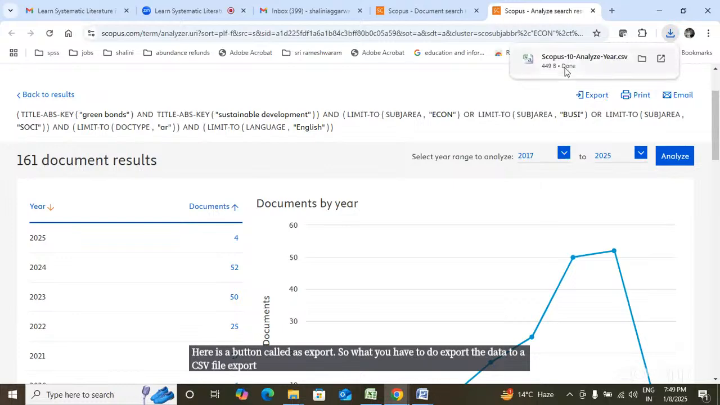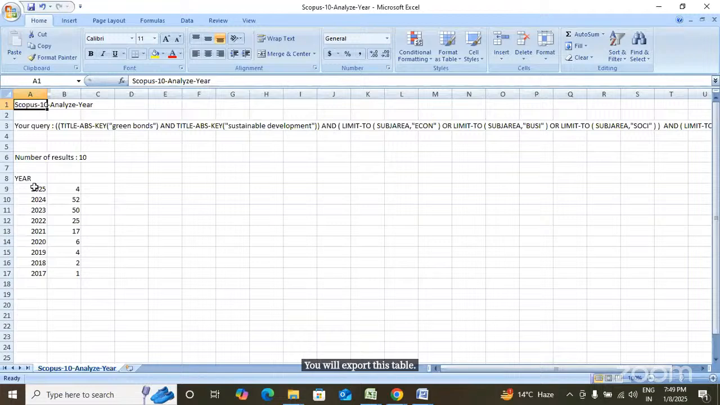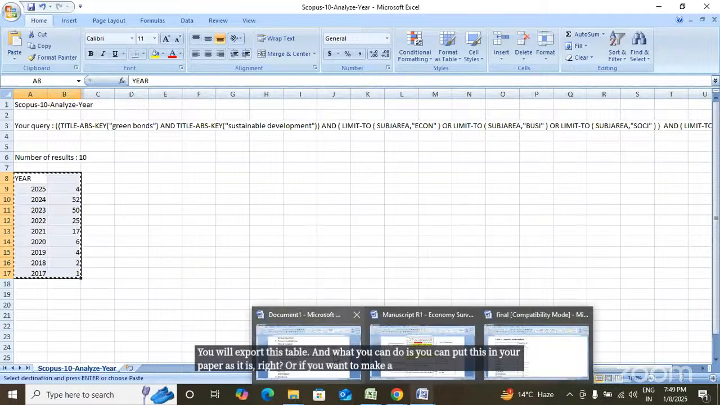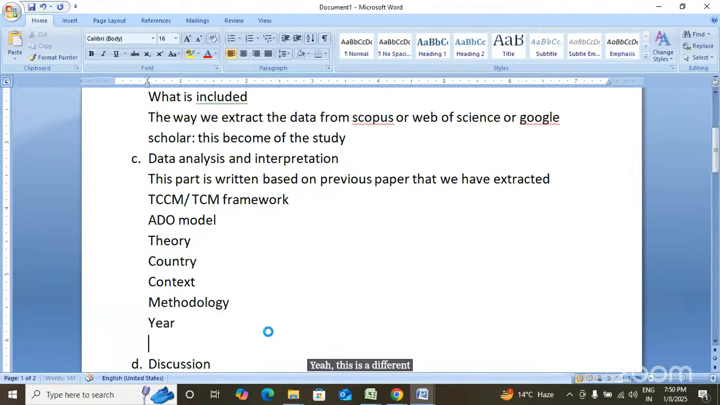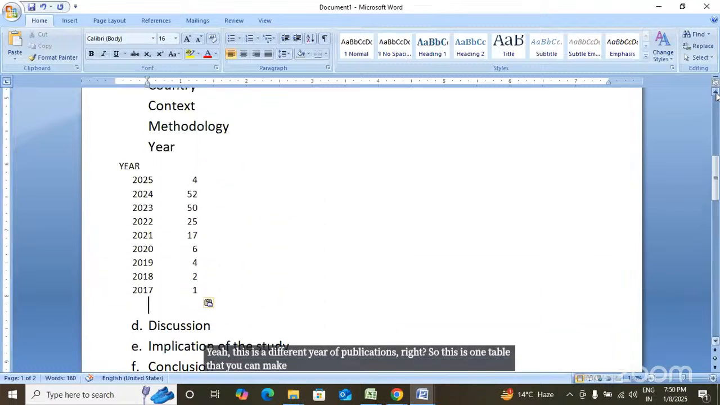So what will happen, you will export this table, and you can put this in your paper as it is, right? Or if you want to make a graph of it, you can do that as well. So it is year, this is the different years of publications, right? So this is one table that you can make in your paper.